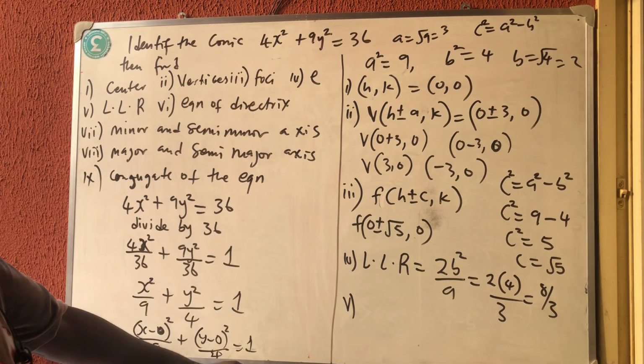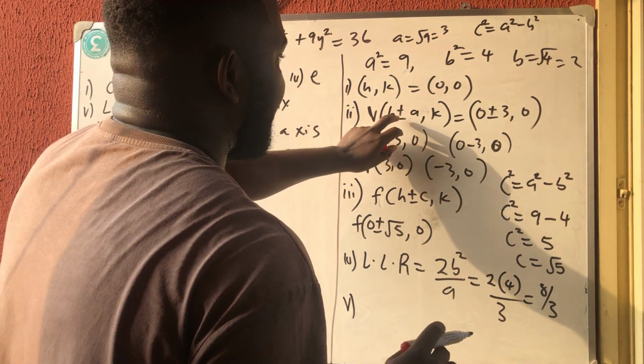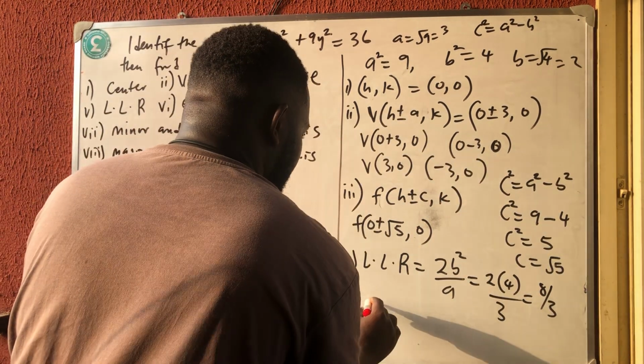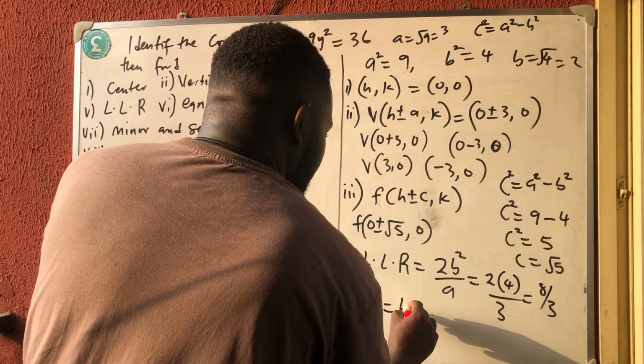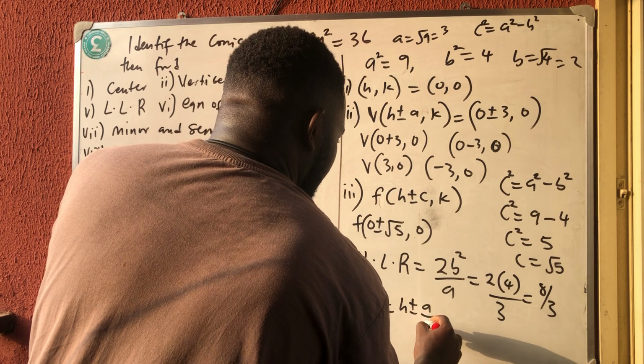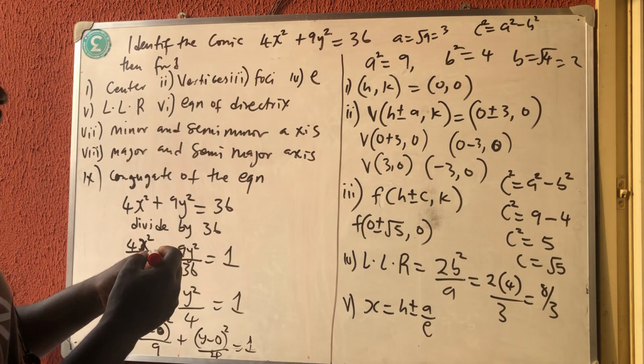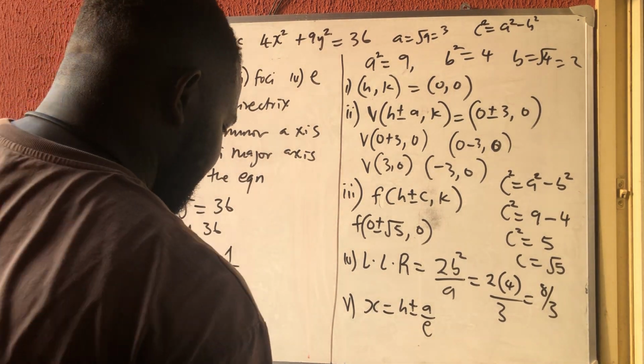V is the equation of directrix. Don't forget that equation of directrix is gotten from what? The vertex. So I have that, since it's facing x, I have that x is the equation. So I start with what? x is equal to what? h plus or minus a over what? e. But we need to get our e. What is our e? e is eccentricity.